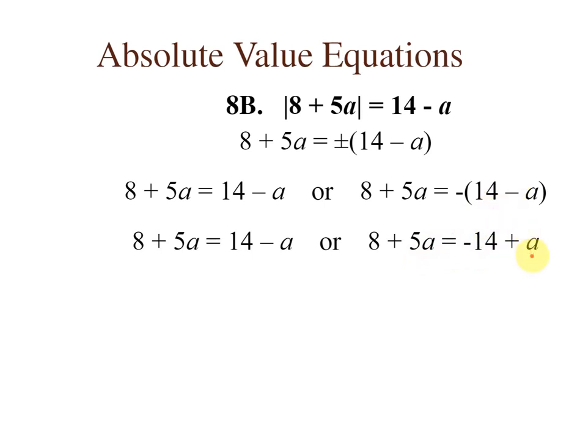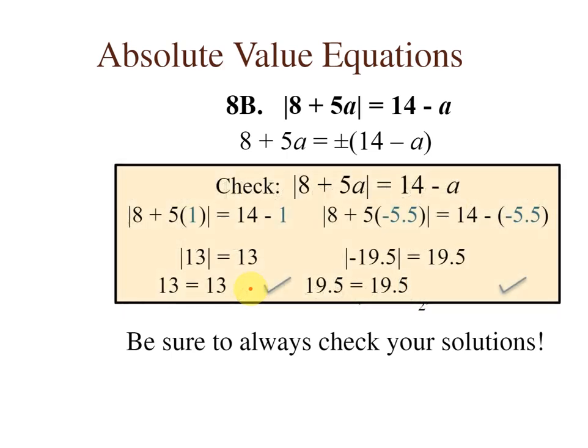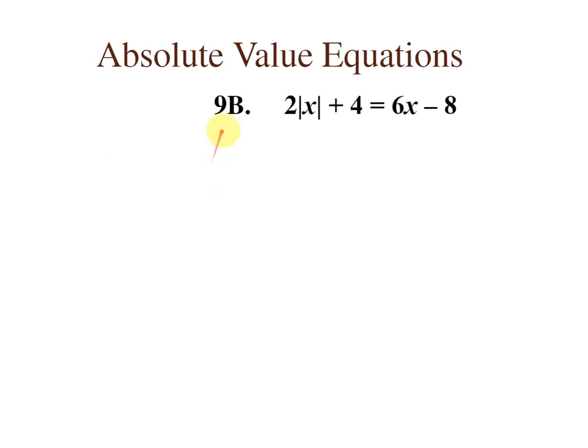And now all I've got to do is get a by itself. Well, why don't you go ahead and do that for both of these? Awesome, thank you for doing that. Hopefully you got a is equal to 1 and a is equal to negative 5.5. And then of course when I check my solutions, I plug them back in and I find out that they both work.